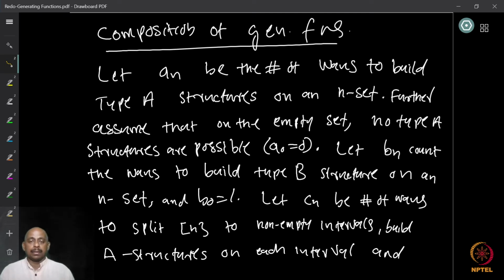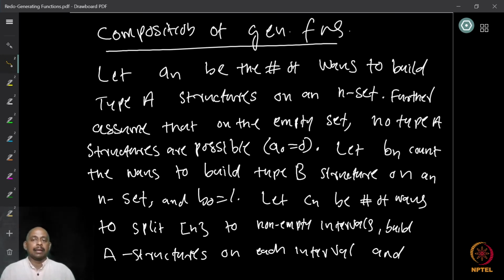way too many objects that you can make out of it, and then it will not become a converging sequence. So what we will do is that we will assume that A0 is 0, right? So on the empty set you cannot make any structure of type A.